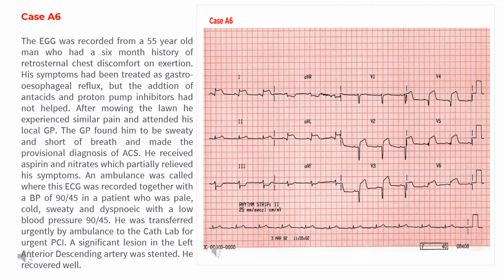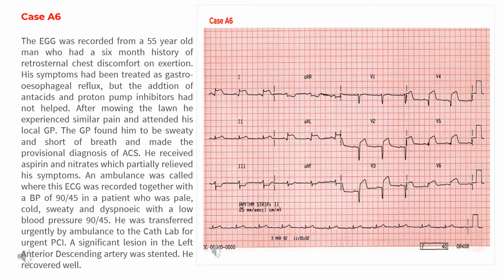The ECG was recorded from a 55-year-old man who had a 6-month history of retrosternal chest discomfort on exertion. His symptoms had been treated as gastroesophageal reflux, but the addition of antacids and proton pump inhibitors had not helped. After mowing the lawn, he experienced similar pain and attended his local GP. The GP found him to be sweaty and short of breath and made the provisional diagnosis of ACS.